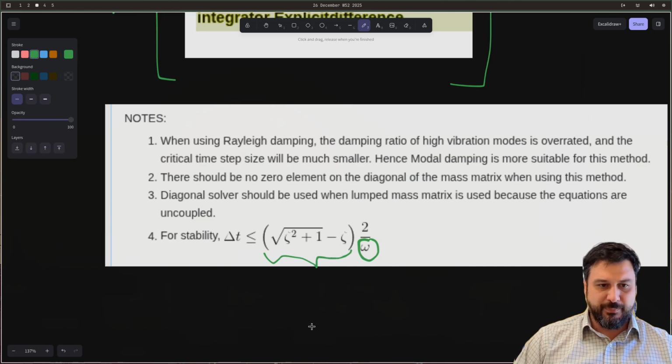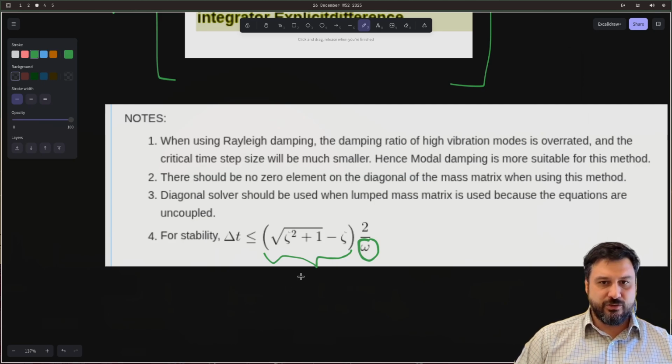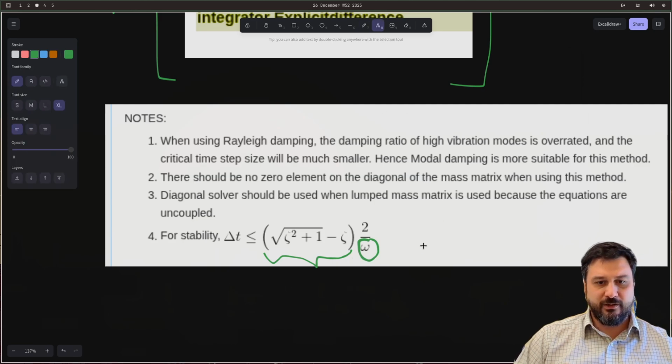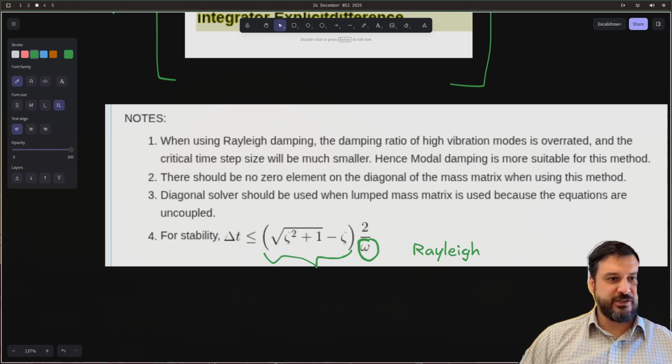If you're applying damping, this little function over here can go to 0 really fast, dragging your critical time step down to 0. So you have to be a little bit careful if you're doing something like Rayleigh damping, like this. Rayleigh, or Raleigh, I've seen several pronunciations on this.